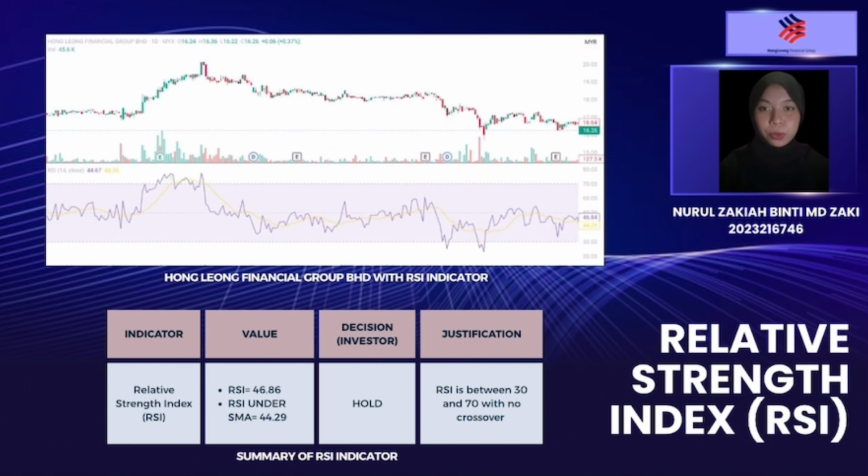We will continue with the technical oscillator indicators, the first one being RSI, Relative Strength Index. As you can see, the value of RSI is 46.86, and the RSI on the S&P is 44.26, and for the decision, it is best to hold for trading.